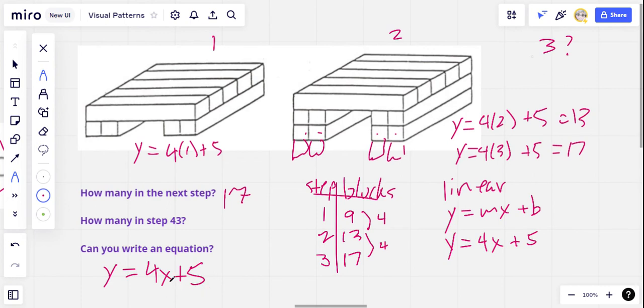Now we can use this to figure out how many would be in step 43 without having to draw all this in a whole bunch of times. So let's do that. We'll just plug in step 43 for x there, and then add 5. Now I've got to multiply 43 times 4. I'll do that in my head. 4 times 40 is 160, and 4 times 3 is 12. So that's 172 plus 5. So that's 177 blocks in step 43.